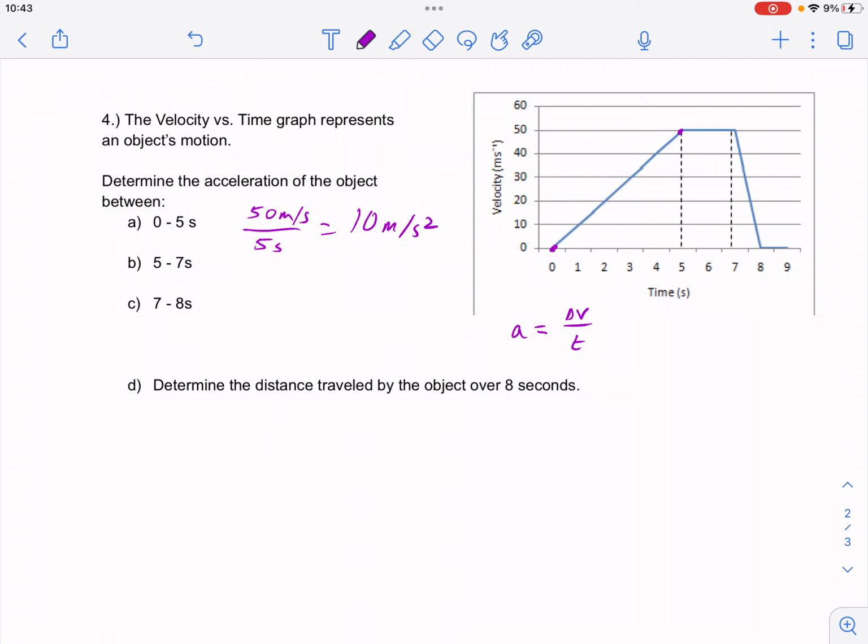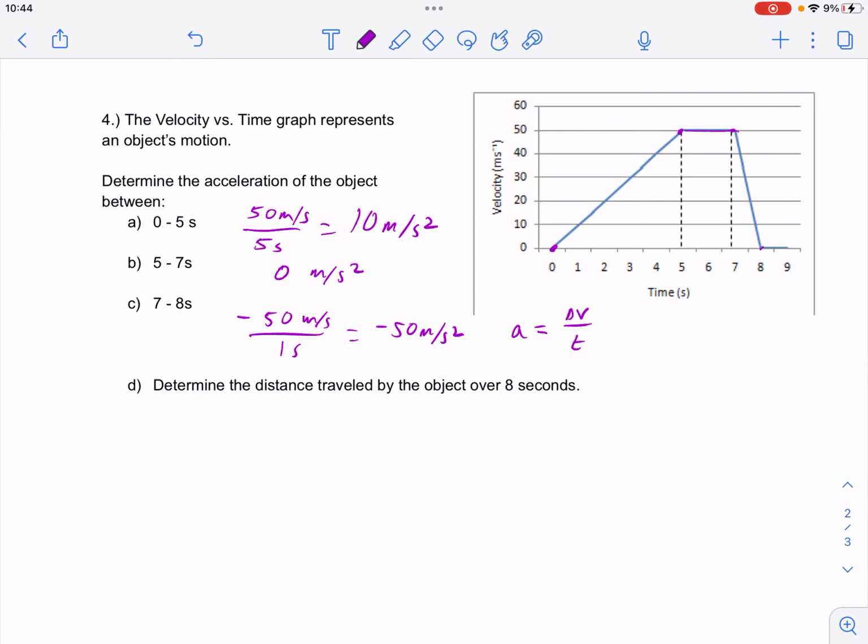Then I can see from times 5 to 7, my velocity isn't changing, so I've got 0 acceleration. And then once again, I can see in the negative direction, so it goes from 50 down to 0, and it only takes 1 second. So it's just going to be a change of 50 over 1 second, and so it's minus 50 meters per second squared. Okay, so the key things here are that we should be able to calculate slope, and we should pay attention to if it's positive or negative.